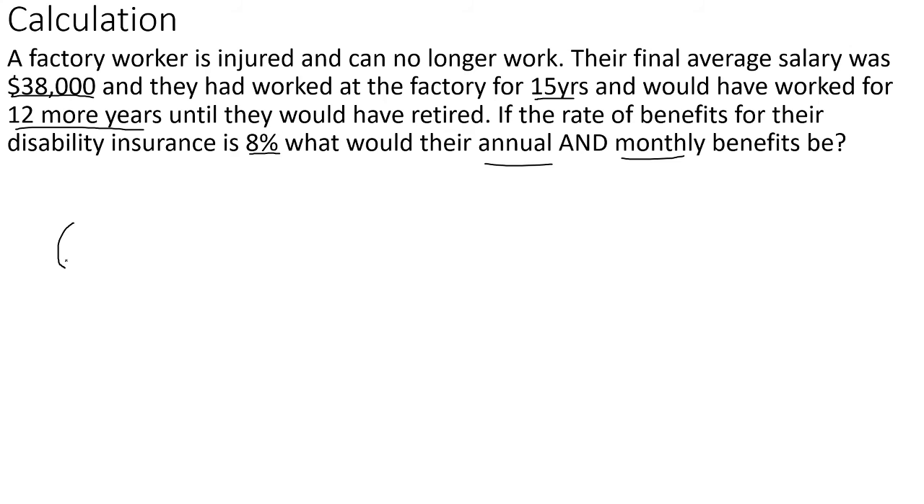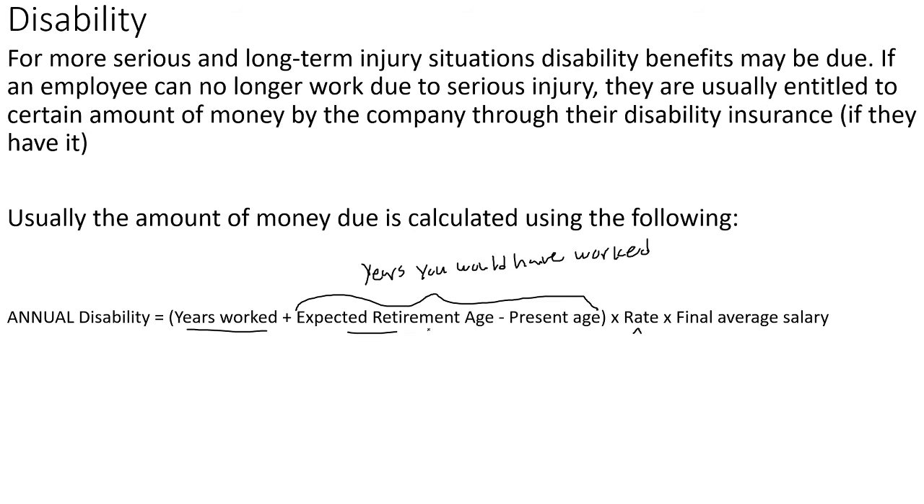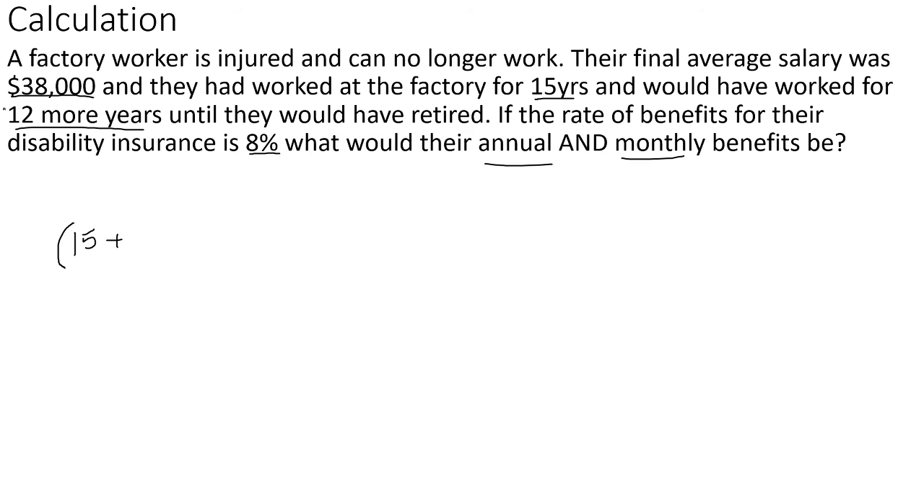First off, the years they have already worked. So they've already worked 15 years. And then again, going back here, we have this expected retirement minus present age. But we just simply say here that they would have worked for 12 more years. So rather than doing expected retirement minus present age, we're just going to add in 12 because that's how many years they would have worked. Basically, it's the same. They had 12 more years before their retirement age, which is what that subtraction does. So in this case, we don't have to do the subtraction because we don't have their retirement age and their present age. We just have how many more years they would have worked.